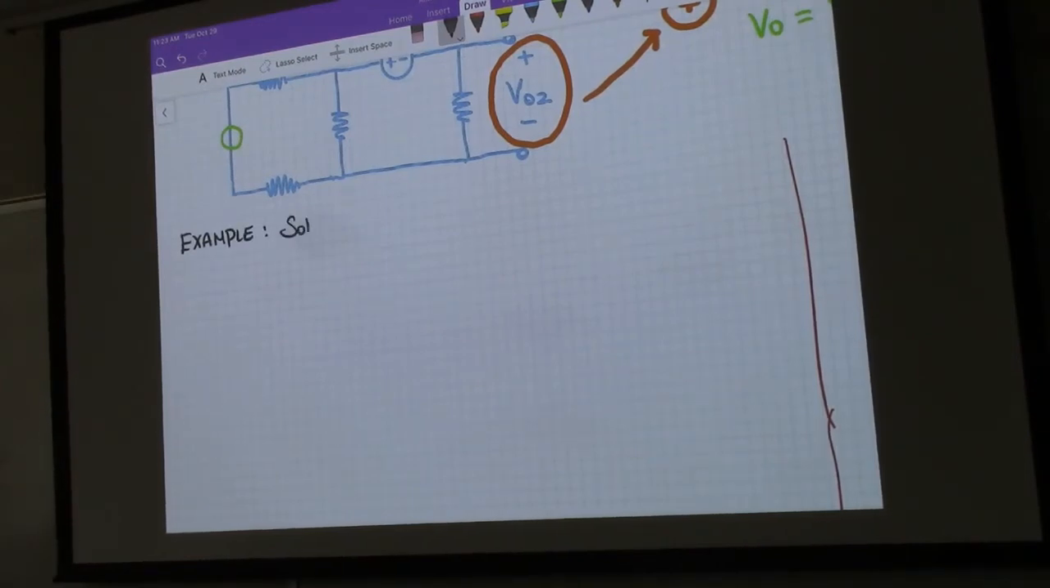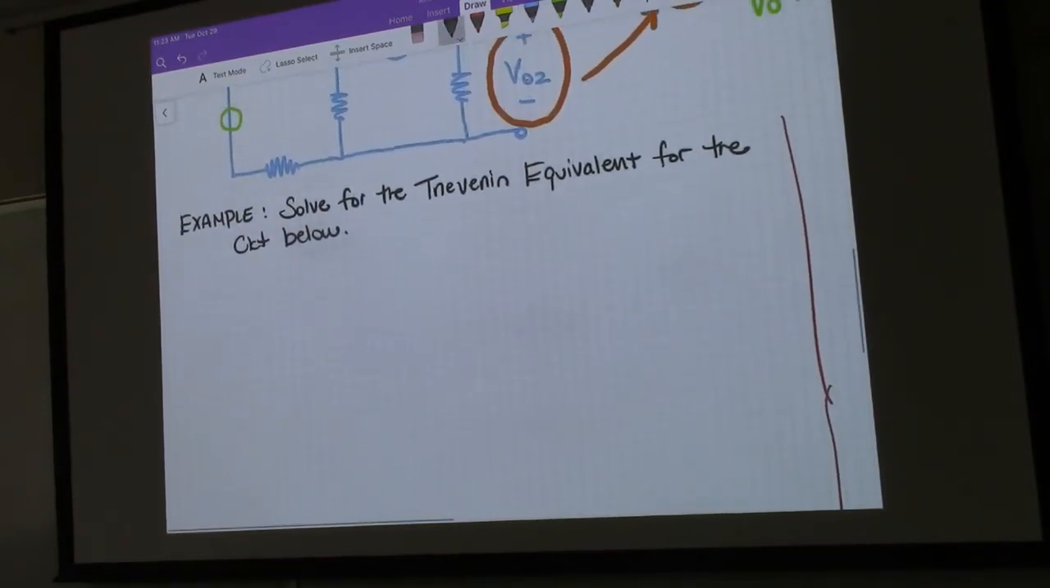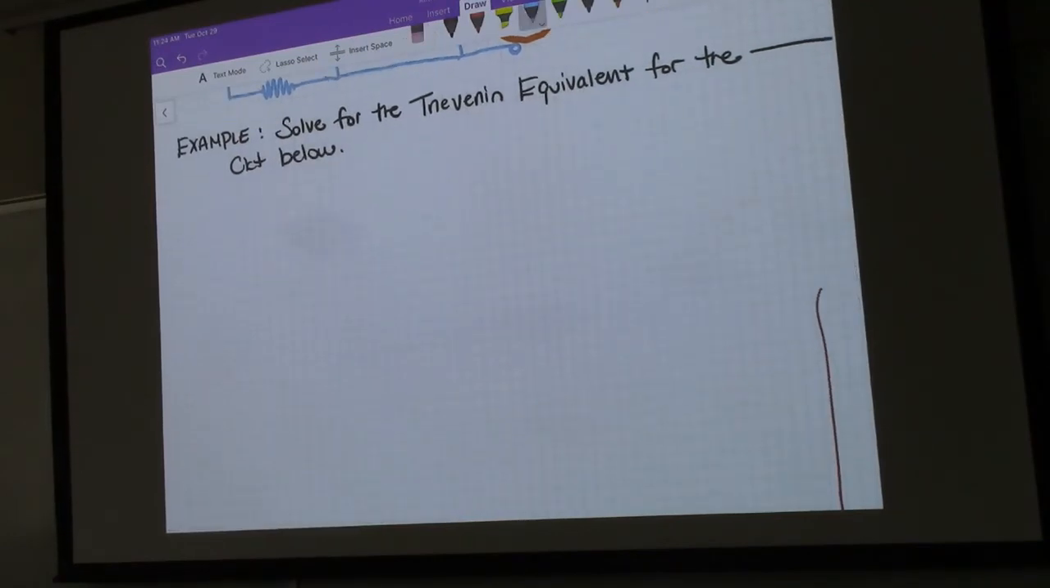So the example is to solve for the Thevenin equivalent for the circuit below. So the circuit looks like this.